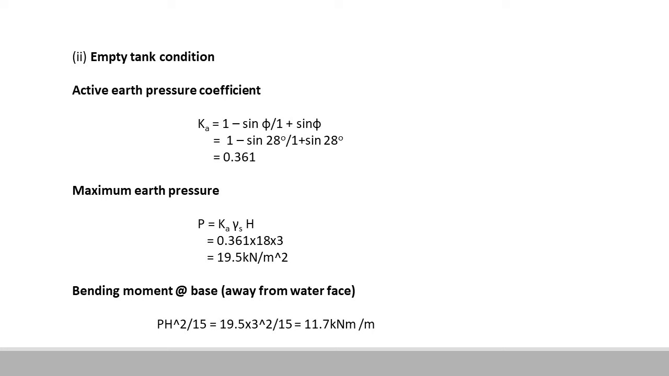Away from the water phase, then pH square by 15. This is our formula, we know that. So P is the pressure, then H is the height of the wall. Then our answer is 11.7 kilonewton meter per meter.